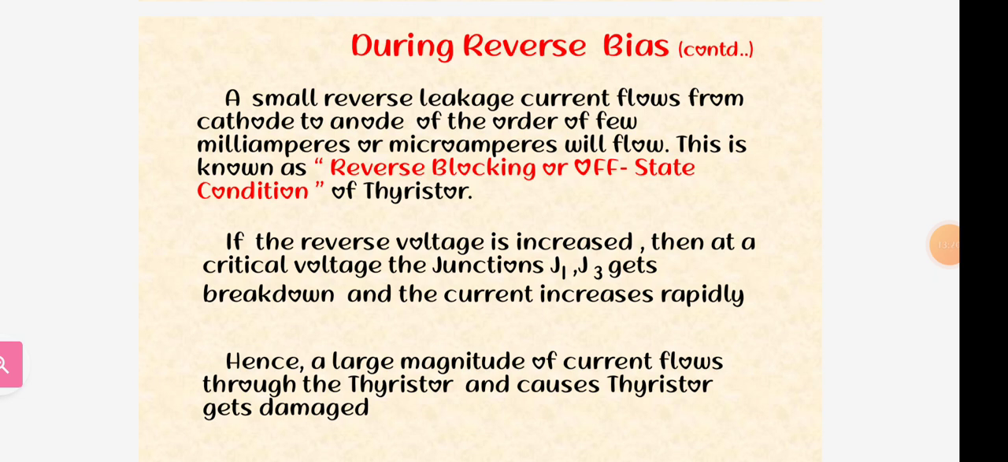If the reverse voltage is increased, then at a critical voltage the junctions J1 and J3 break down and the current increases rapidly. Hence, a large magnitude of current flows through the thyristor and causes the thyristor to get damaged. So that's why the SCR works in forward bias, not in reverse bias.